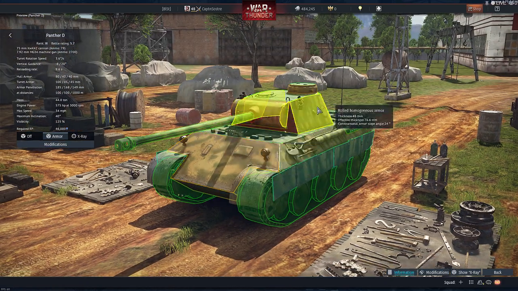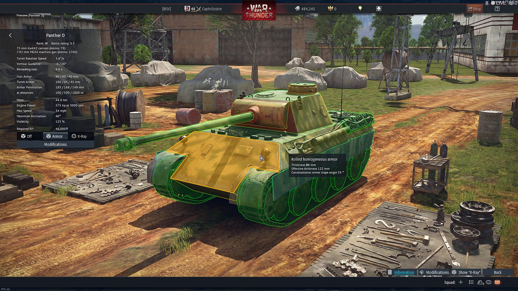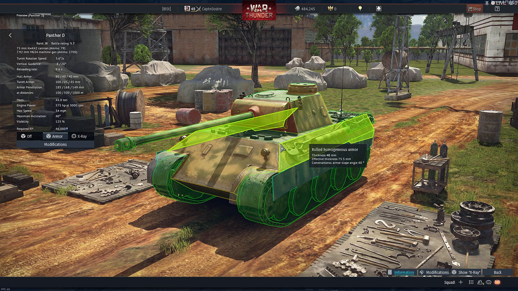So for starters, we're going to jump right into the armor viewer, and I'm going to start really basic. So if you already know this, just bear with me. I just want to make sure we don't lose anybody later in the video. So for starters, we have the tank armor viewer here, and you can see it gives us 4 bits of information for each plate here.